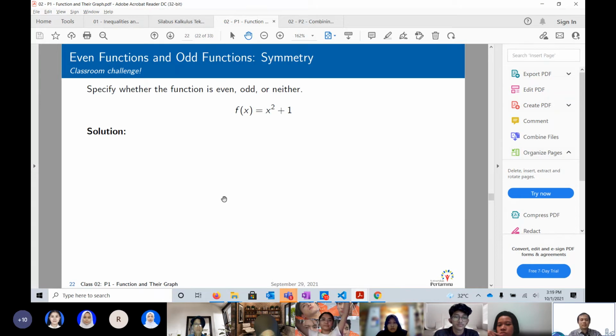This one we already explained. What about this one? Is this an even function, odd function, or neither? I give you 1 minute. Whoever finishes first can open their mic and say whether this function is even, odd, or neither. So 1 minute starts now.